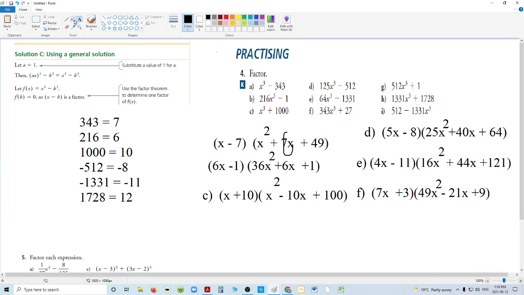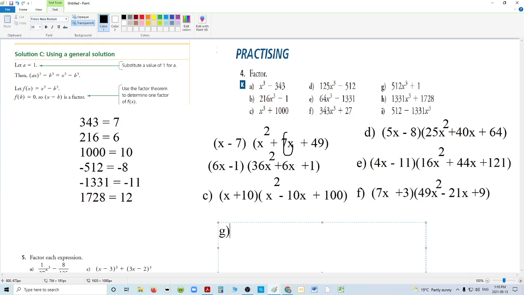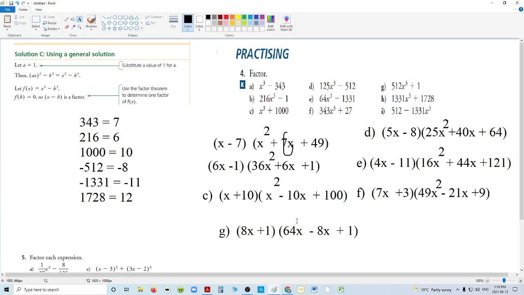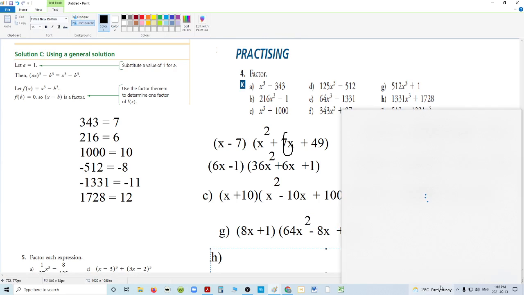And now we're going to go on to G. All I'm doing is taking the general formula, finding the main root, which is 8x plus 1 here in G, squaring the first term, multiplying the two terms together and putting a minus because it was a plus, and then squaring the last term. And then I'm going on to H.